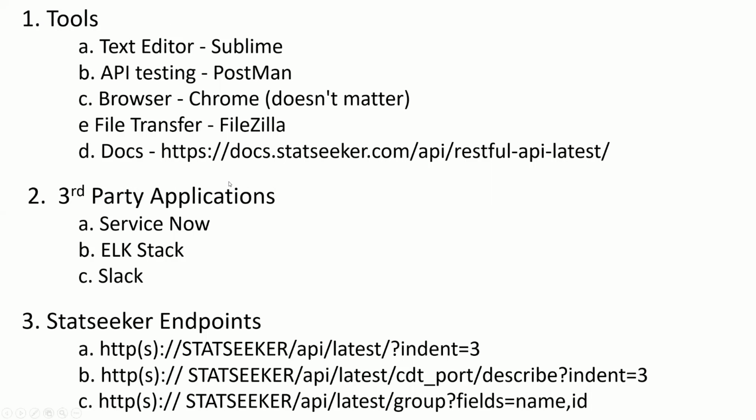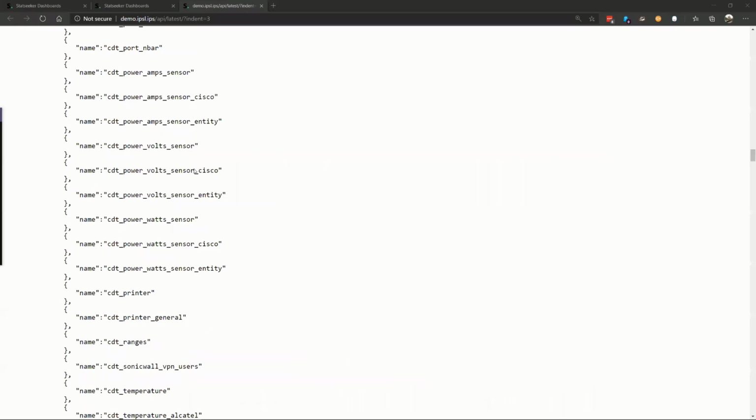Third-party applications we're going to be talking about today are ServiceNow, the Elk Stack, and Slack. And then the endpoints are API latest, indent 3. You'll see this a bit. CDT port, that's just interface information. And then groups, fields equals name and ID. If none of this makes sense right now, it's okay. We're going to talk over it, and it should make sense by the end of this meeting. So let me close this out.